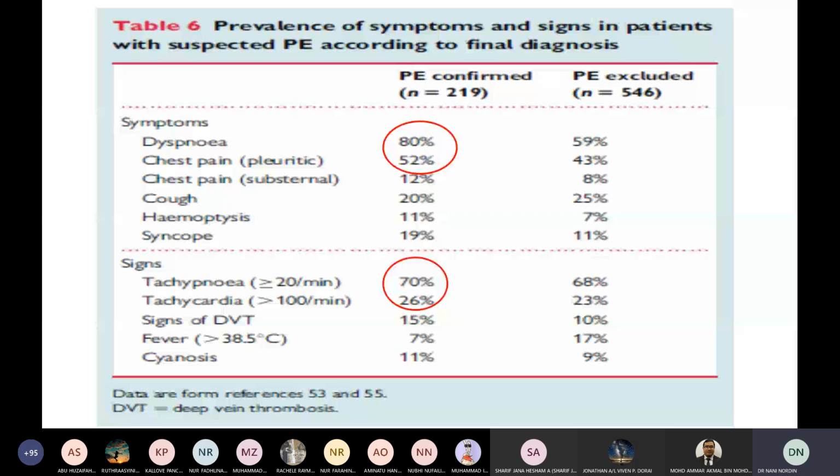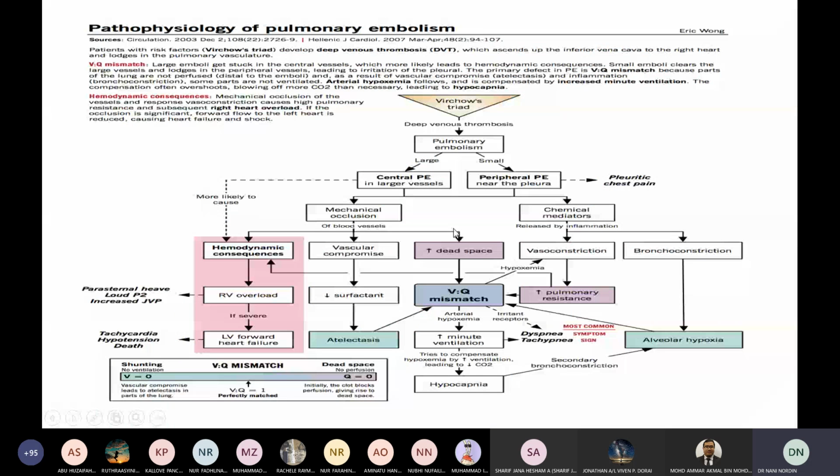Go back and study this. I don't want to go through this, so it's the same explanation. I found this a very helpful diagram to link the whole thing that we discussed just now on the pathophysiology. So you go back and you try to digest this.